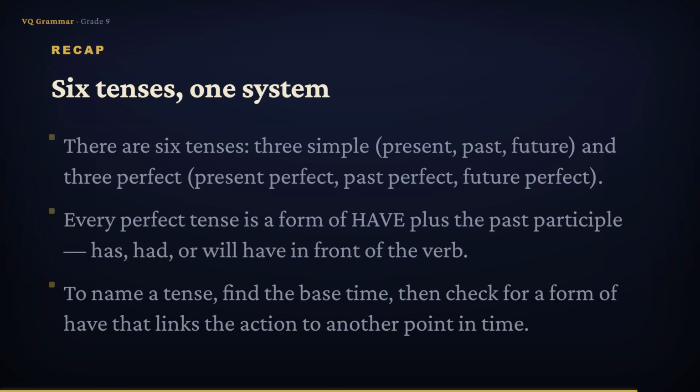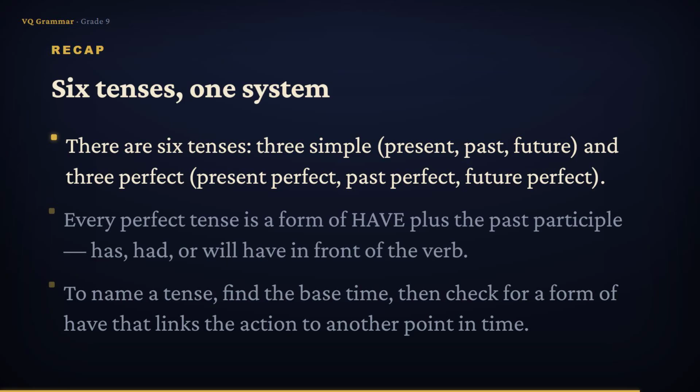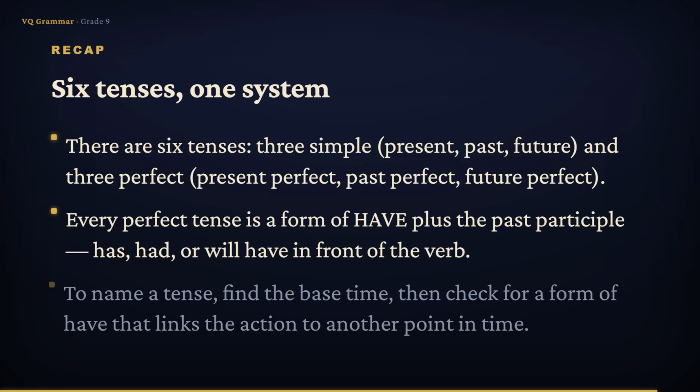Let's gather it all up. English has 6 tenses, and they split neatly into 2 groups of 3. The simple tenses, present, past, and future, and the perfect tenses, present perfect, past perfect, and future perfect. What makes a tense perfect is always the same, a form of have plus the past participle, whether that's has, had, or will have sitting in front of the verb.